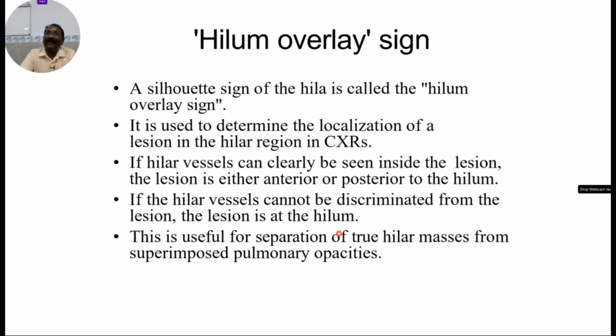Hilum overlay sign. A shell-out sign of the hila is called the hilum overlay sign, used to determine the localization of a lesion in the hilar region on chest X-rays. If hilar vessels can clearly be seen inside the lesion, it is either anterior or posterior to the hilum. If hilar vessels cannot be discriminated from the lesion, it is at the hilum. Useful for separating true hilar masses from superimposed pulmonary opacities.